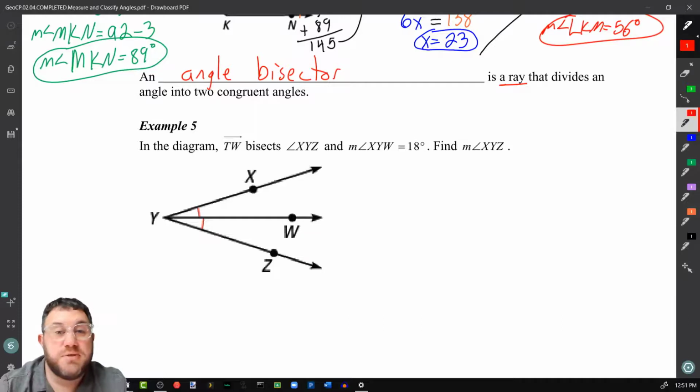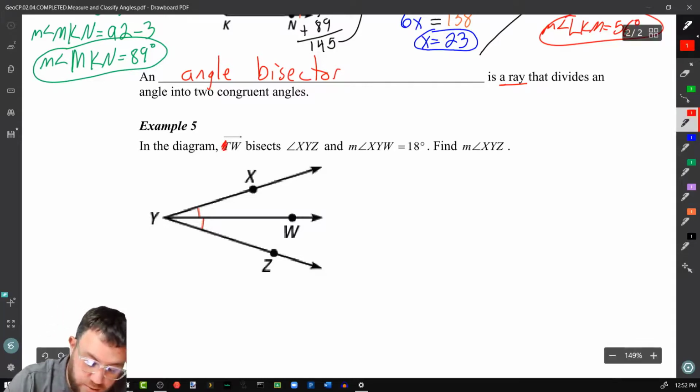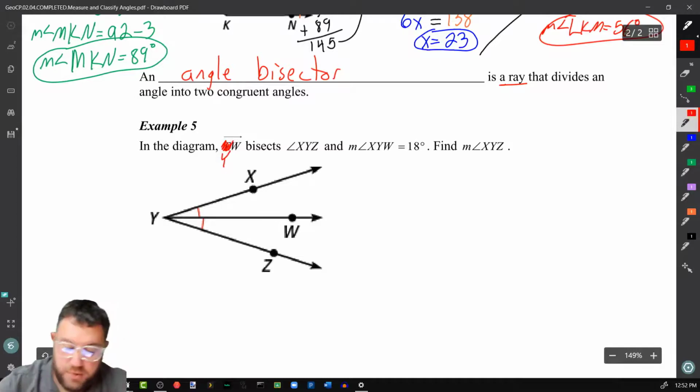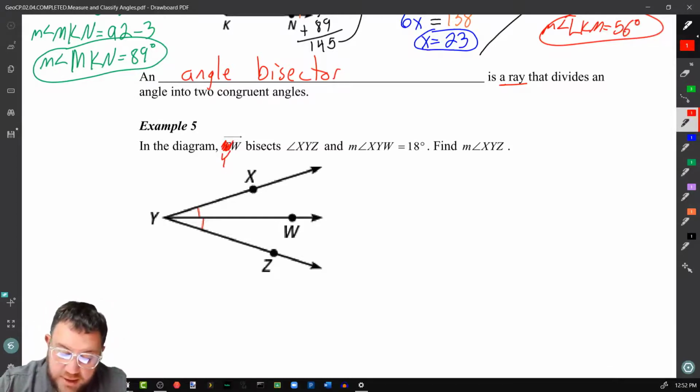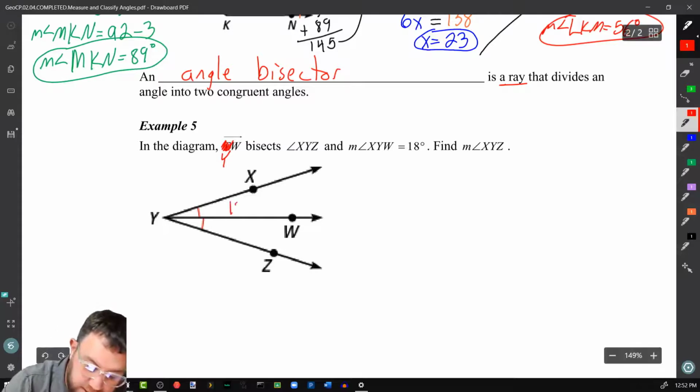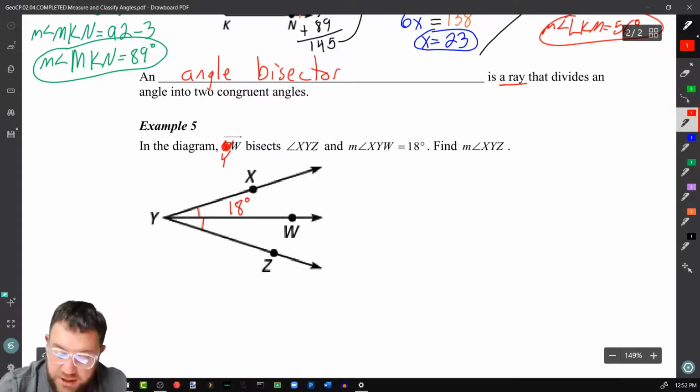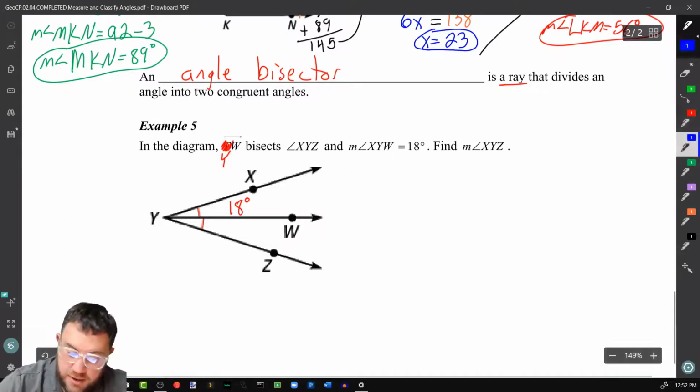Anytime you see two small angles like that that are congruent, like in this example, we know that we have an angle bisector. So in this diagram, TW bisects XYZ, and that should be YW, a little typo on my part. The measure of XYW is 18 degrees. Let's label that in our picture. Find XYZ. So we want to find the whole thing.